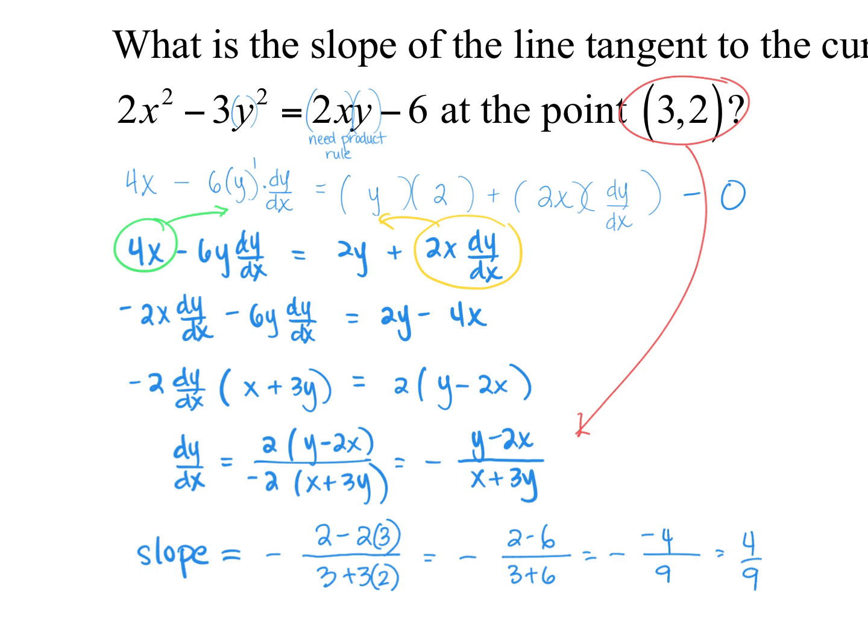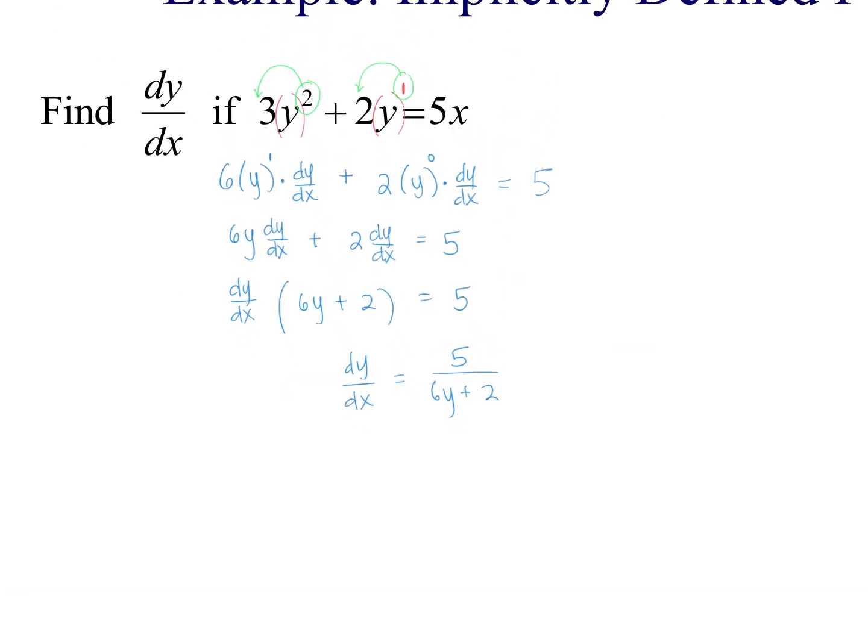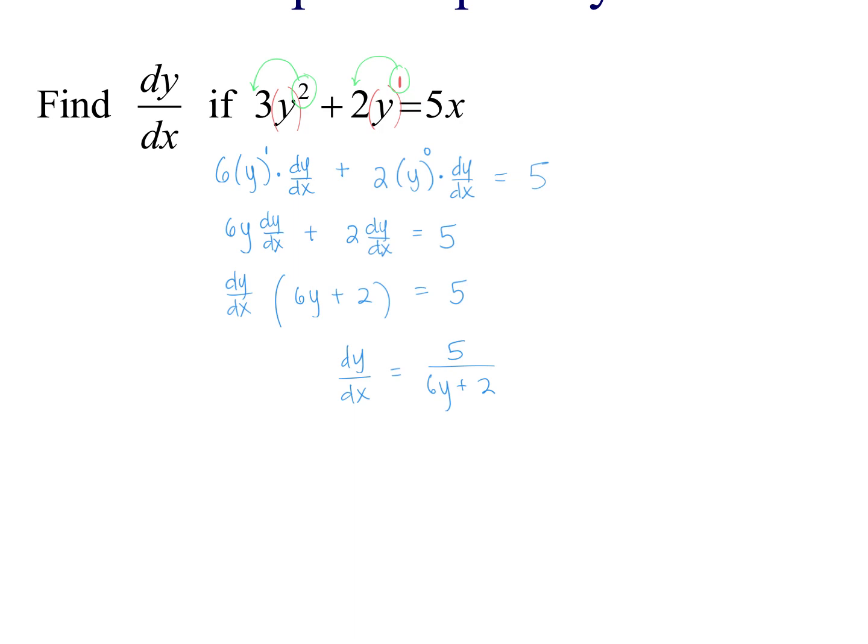For the problem above, how come you didn't factor 2 out of the 6y? Oh, I could, for sure. I could say 5 over 2 times 3y plus 1. But there was no advantage to factoring because it wasn't going to reduce, so I didn't. But that would be fine. Okay, great question.